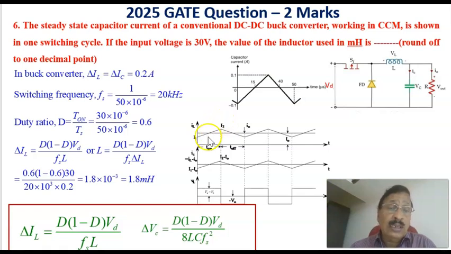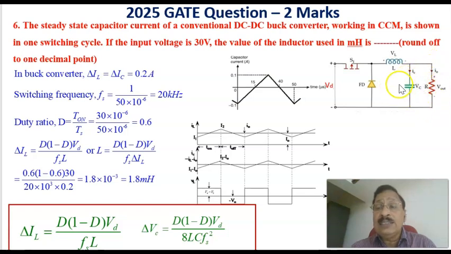Now coming to the buck converter, it is very clear from this that the ripple in the inductor current, delta IL, is the same as delta IC, because we are assuming a constant load current here.